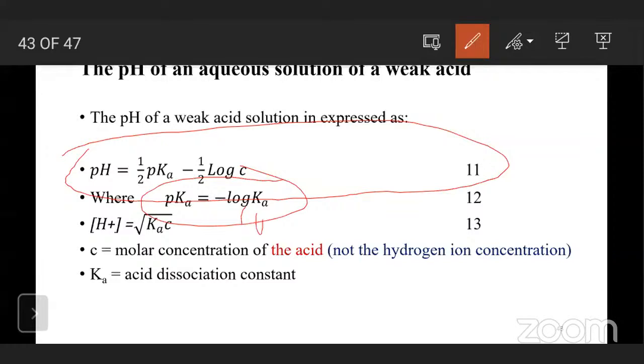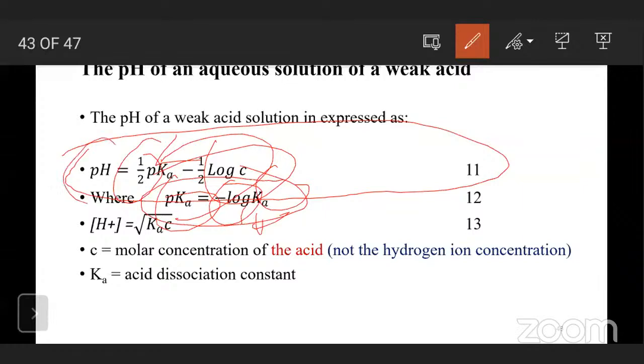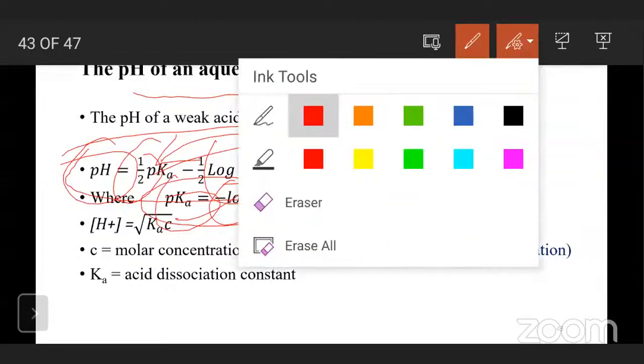So if you are given Ka, just get the negative logarithm of it to base 10 to be able to get your pKa, and put the value here, then divide it by 2, and also solve for the other part of the equation. And then you'll be able to get the pH of an aqueous solution of a weak acid.